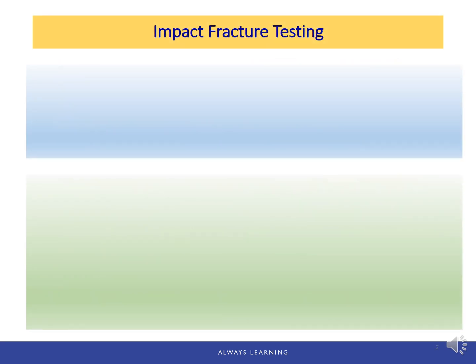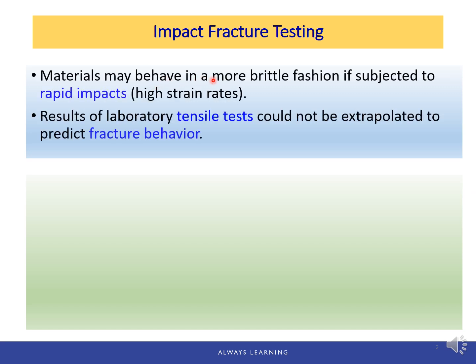When we learn the tensile test, we know that the tensile test will measure the material's property under static stress, which means the stress is almost constant or changes slowly with time. However, materials may behave in a more brittle fashion if subjected to rapid impacts, like an impact blow. Under those conditions, the properties we measured from the tensile test will no longer be useful. So results of the tensile test could not be extrapolated to predict fracture behavior.